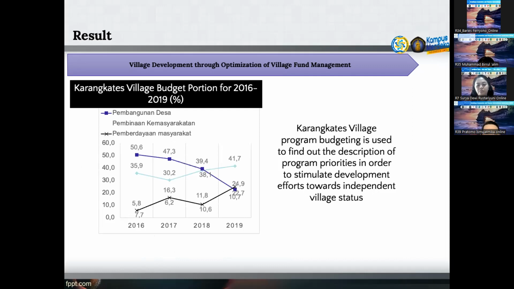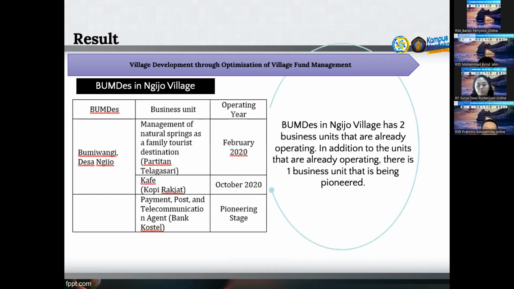However, in Karangkates village, as an independent village, they are allocating more on village community development. As we know, they are not only focused on infrastructure, but also on how to utilize their village, especially in terms of the business model of the village. Okay, so this is what we try to capture.